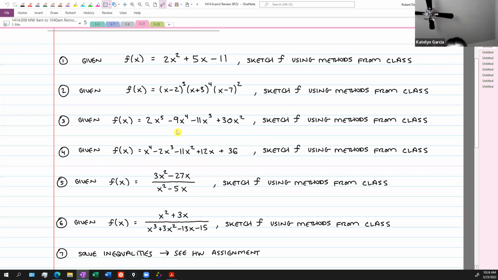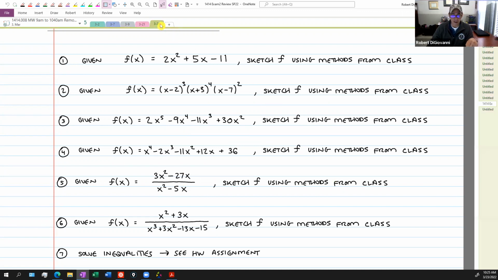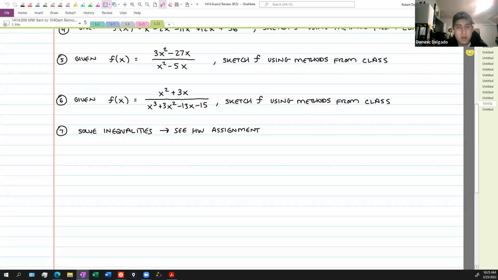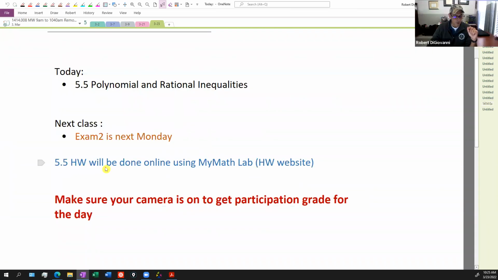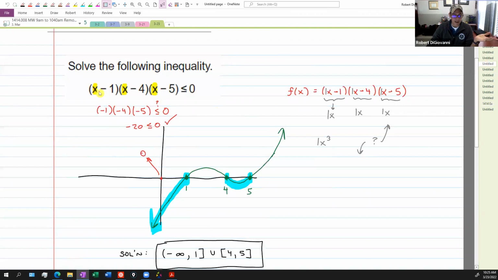So the online system, I actually removed those, unassigned those homework sets this morning, I believe. Okay, I understand the confusion. So the only thing that you have to do online right now is the homework from today, which is the 5.5. Where is that? So 5.5 homework will be done online using the same system we've been using. And the problems I did in class today were basically taken out of that homework assignment. So your problems should look very similar to what I did.